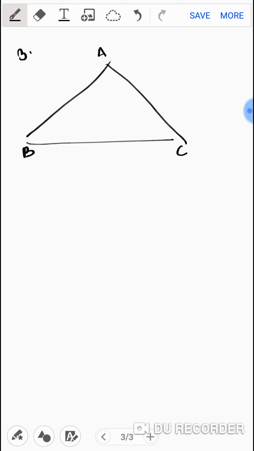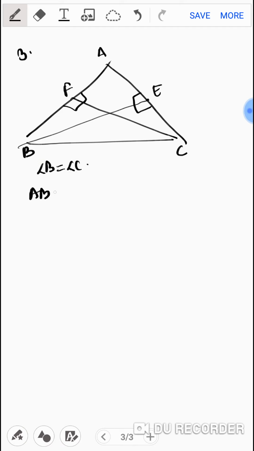Question number 3. Triangle ABC is an isosceles triangle. Already it is given that ABC is an isosceles triangle. So we have angle B is equal to angle C and also we have AB is equal to AC. Isosceles means two opposite sides and two opposite angles are equal. Then it is given that BE and CF are perpendiculars. You have to show that these altitudes are equal. That means you have to show that BE is equal to FC.